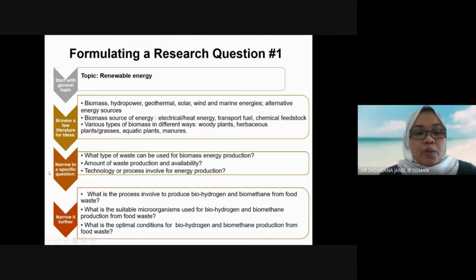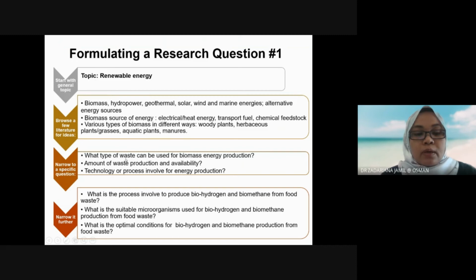So you narrow down. If you can see here, there are a lot of renewable energies. After browsing a few literature on renewable energy, you need to narrow down to specific questions and select the niche area that you want to study. For example, we choose biomass, biomass energy sources. So you narrow down to specific questions on biomass.